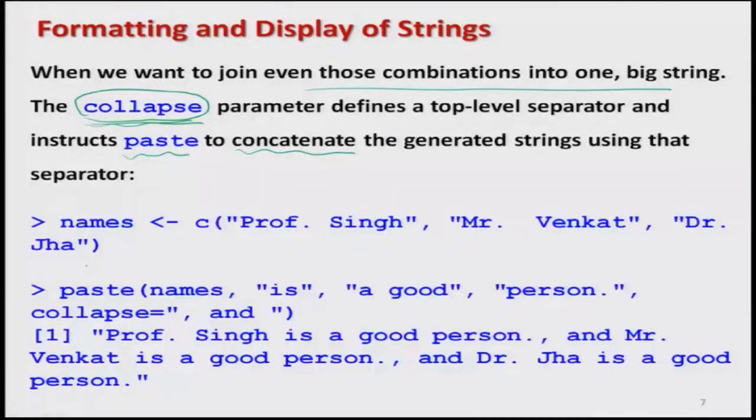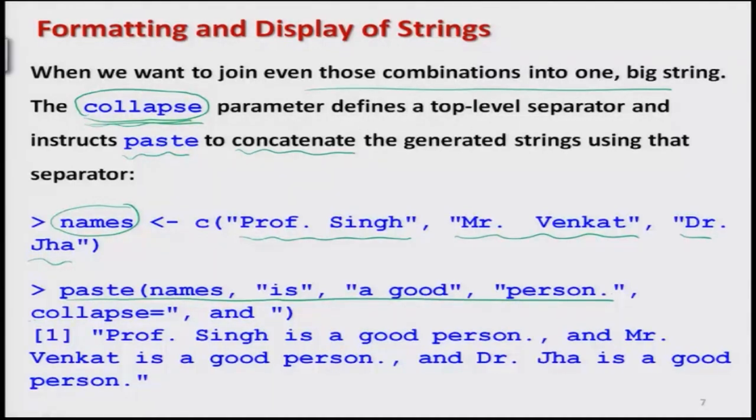So let me take the same example where I have three names, Professor Singh, Mr. Venkat and Dr. Jha. And these three names are contained in a vector names. And now I am using the same command as earlier, which is paste names is a good person, but I am adding one more option, which is collapse. And then I am saying that this comma is the separator.